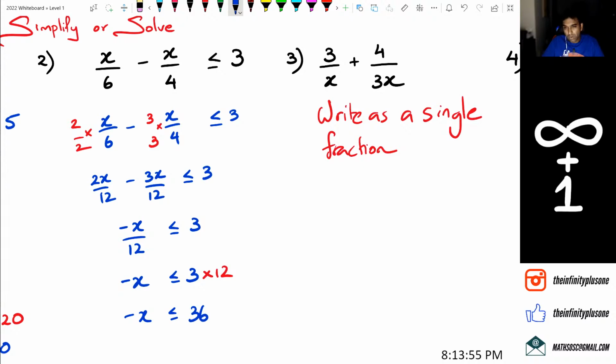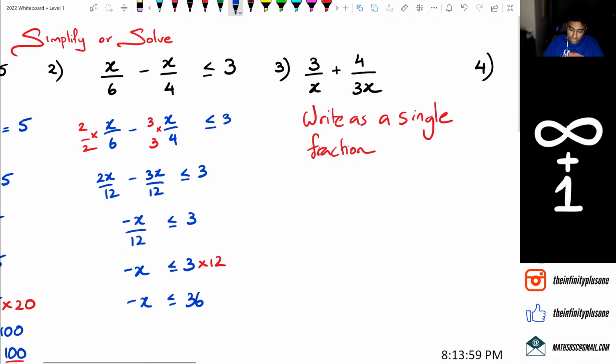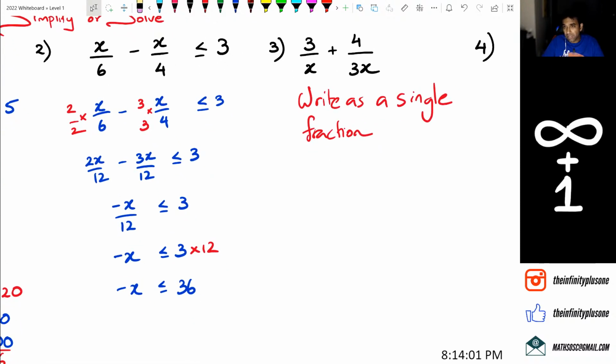Now if you only go up to here, you haven't actually solved the answer for this question, and therefore you will not be getting the full grade of merit. So whenever they say solve, you've got to actually have x on its own and figure out what x is. So because I'm taking -1 out of here, when I take it to the other side, I have to divide by -1.